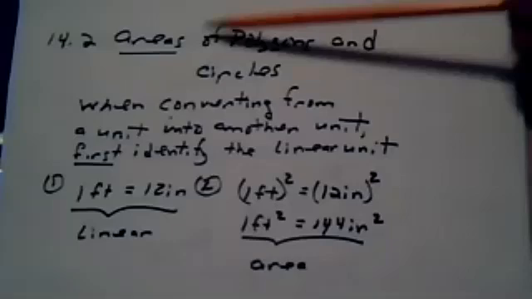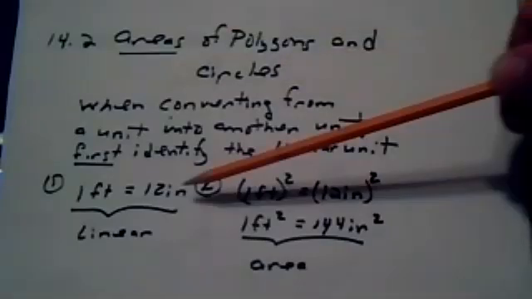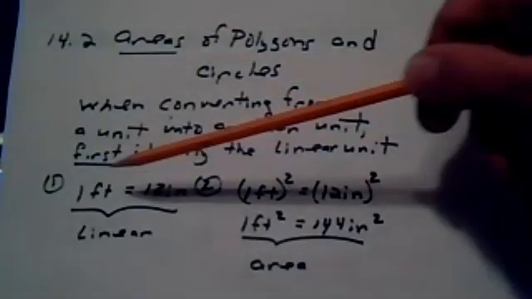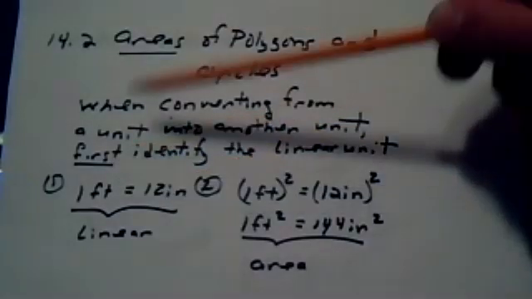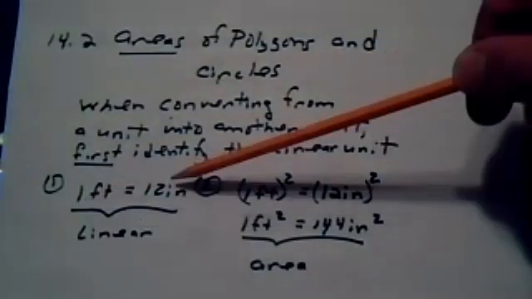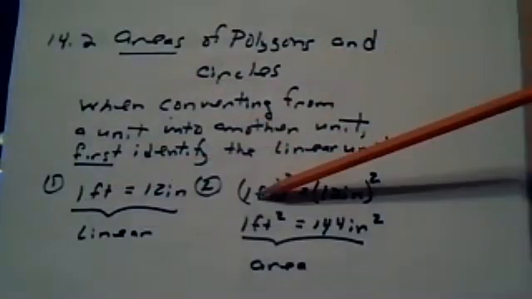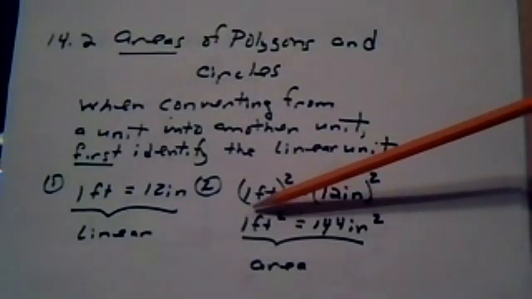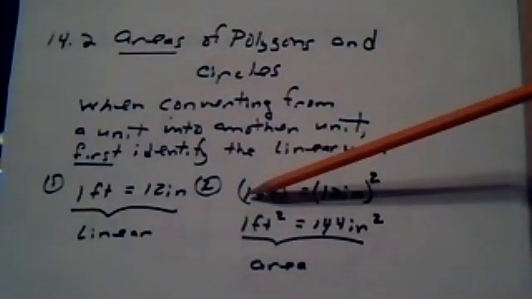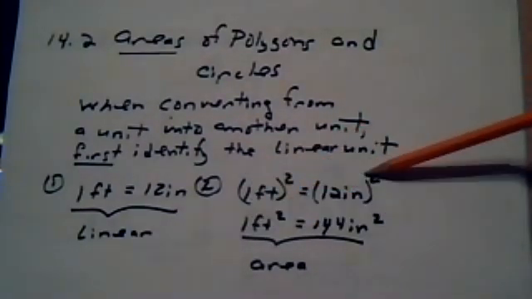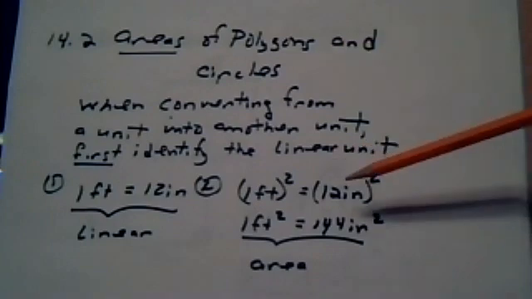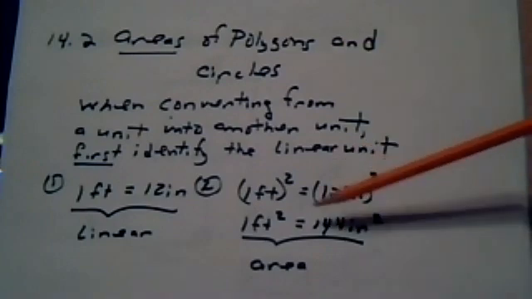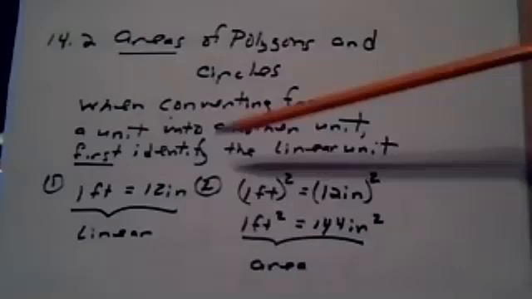So notice 1 foot equals 12 inches. Now, if you want to use this for area, take it, square both sides, raise each side to the second power. So this is 1 square foot. This is 144 square inches, or inches square. It doesn't matter. You could tell right away if your units are to the second power, you're working with area. If your units are to the first power, you're working with length.